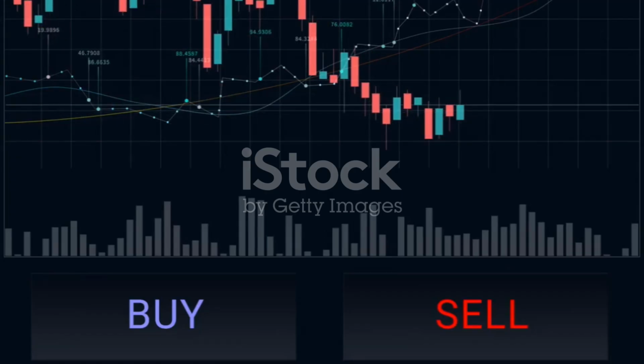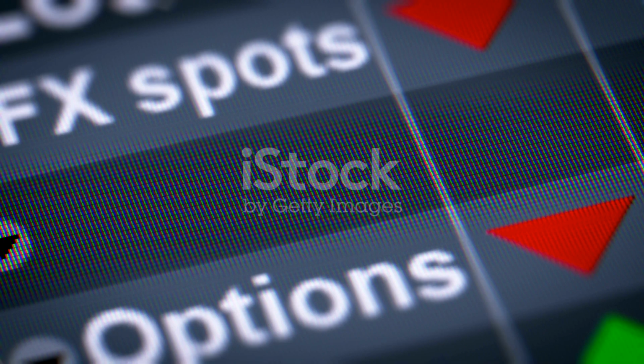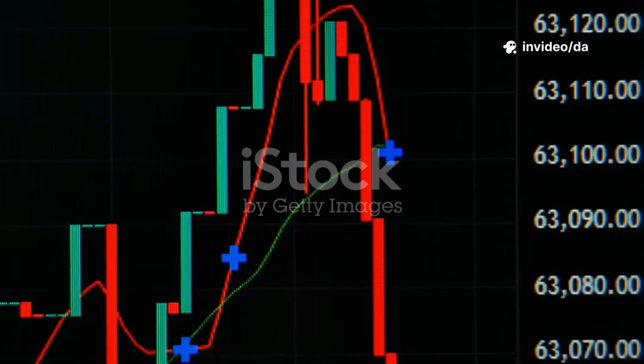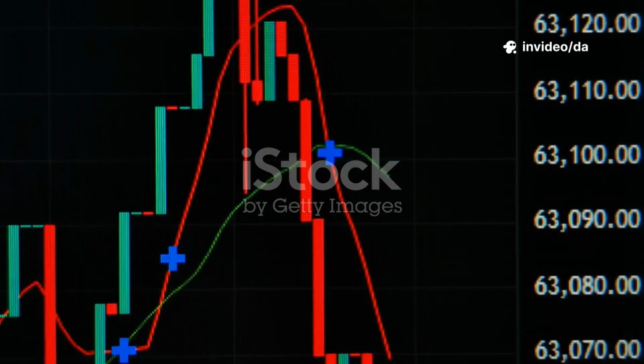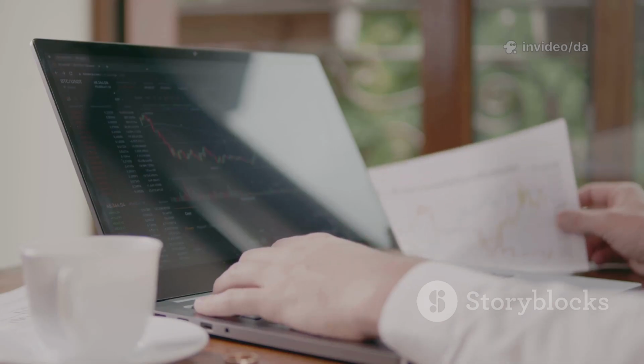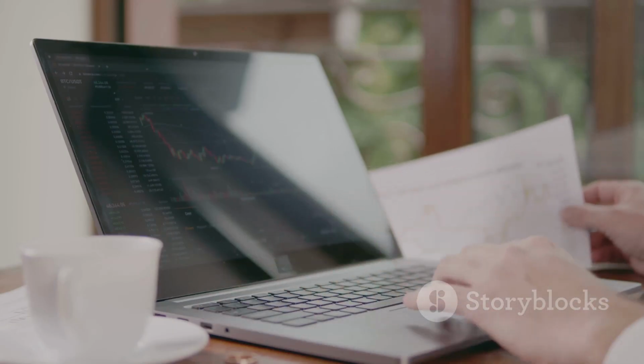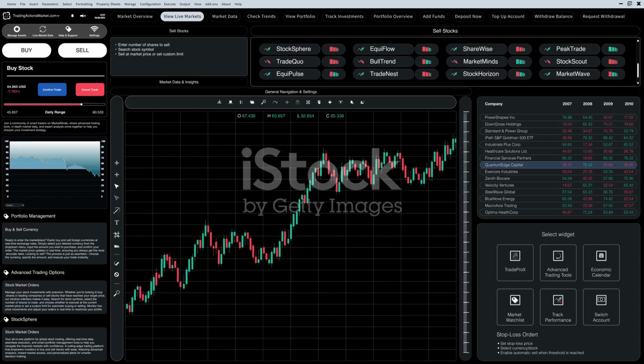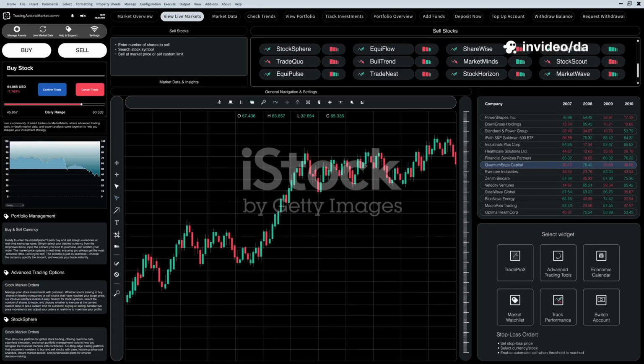Stop limit order. A stop limit order combines the features of a stop order and a limit order. It's an instruction to buy or sell a currency pair once the market price reaches a specified stop price. However, unlike a stop order that becomes a market order upon trigger, a stop limit order becomes a limit order with a specified limit price.